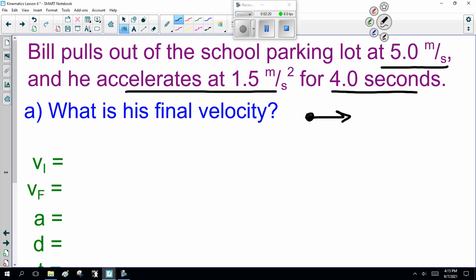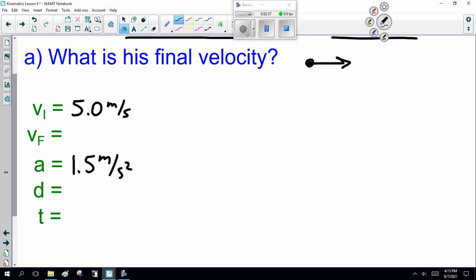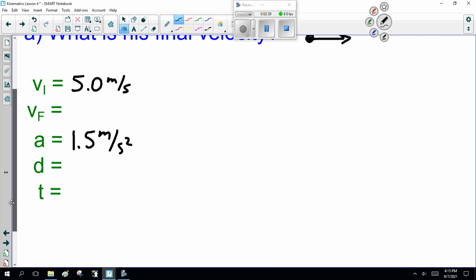Third thing, make a list of everything you know. He pulls out of the parking lot at 5 meters a second. That's v initial. We don't know his v final. That's what we're asked to find. What is his acceleration? 1.5 meters per second squared. We don't know his displacement, but we do know the time is 4 seconds. So displacement, acceleration, v final, v initial.